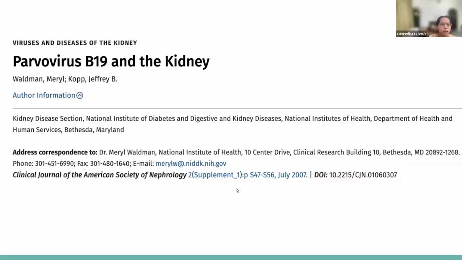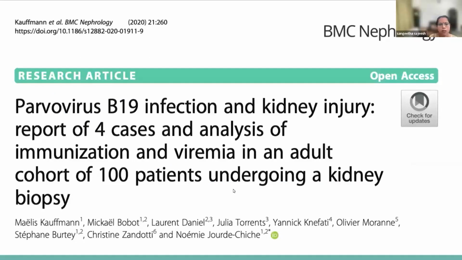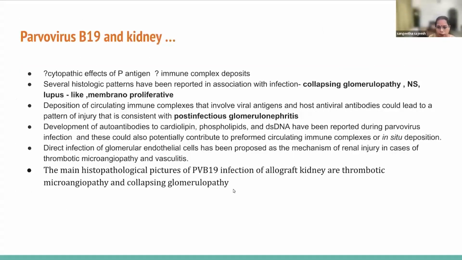So this is one article published in AJKD, Parvovirus B19 and kidney. What is the effect of parvovirus on kidney, and why does the kidney get affected? It can affect a normal, immunocompetent person as well. And there are two different scenarios where kidney biopsies were done in parvovirus B19 infection. One is when a patient presents with an acute flu-like illness with persistent urinary abnormalities, like nephrotic syndrome or nephrotic range proteinuria, or a patient with deranged RFT.